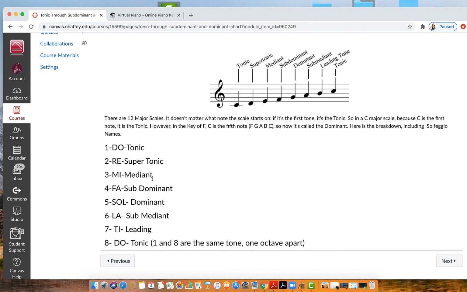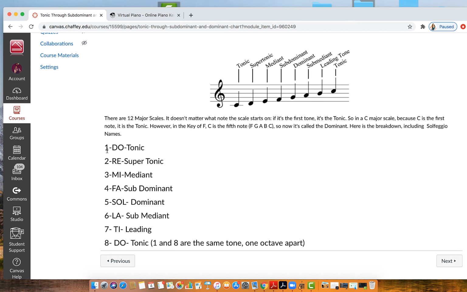3 is the mediant. Why do we call that the mediant? We call that the mediant because it's in the middle of a chord. A chord, C major, is C, E, G. That's 1, 3, 5. That's our chord. Since that third is in the middle of the chord, it's the mediant.